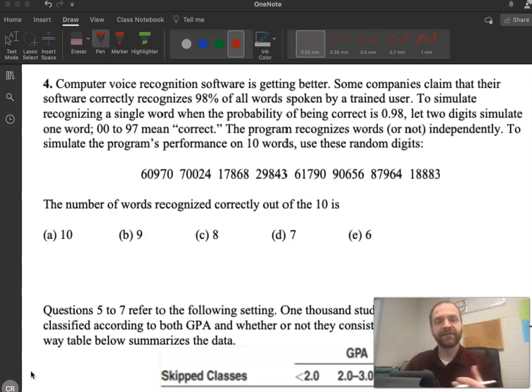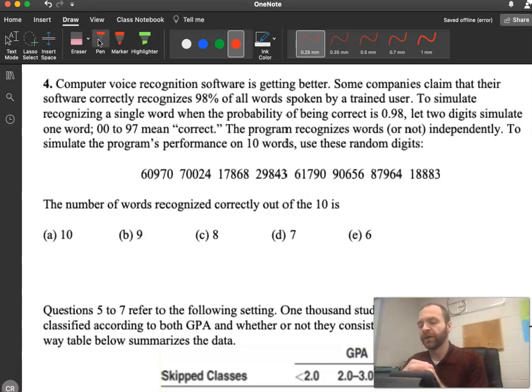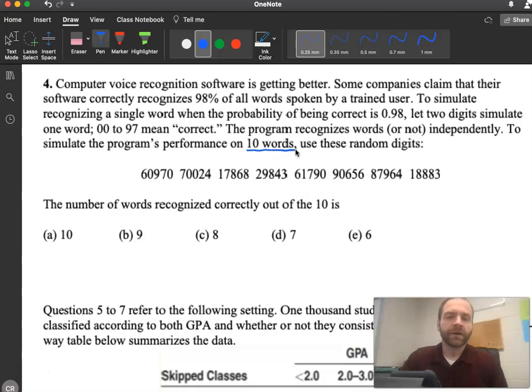00 to 97 meaning correct. And then we would say 98 to 99 meaning incorrect. The program recognizes words or not independently. To simulate the program's performance on 10 words, we're going to do 10 words for us. We are going to use this row of random digits, and then the number of words recognized correctly out of 10 is. So I'm going to do 10 words.